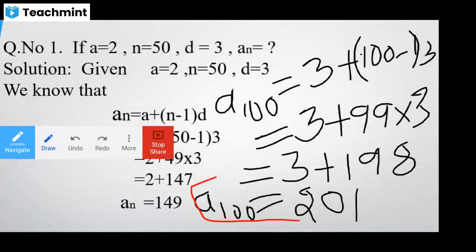You have to underline this one, 201, you have to keep it in the box. Okay. 3 plus (n minus 1) into 3. Yes, sir. Okay.